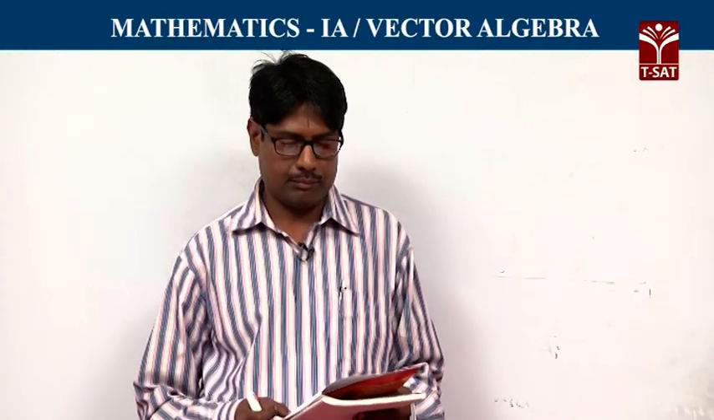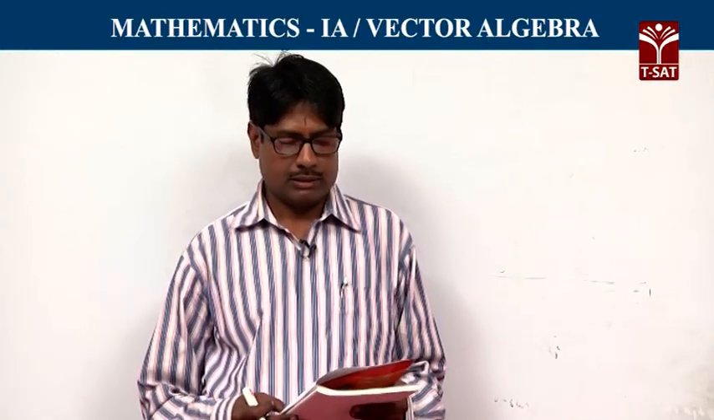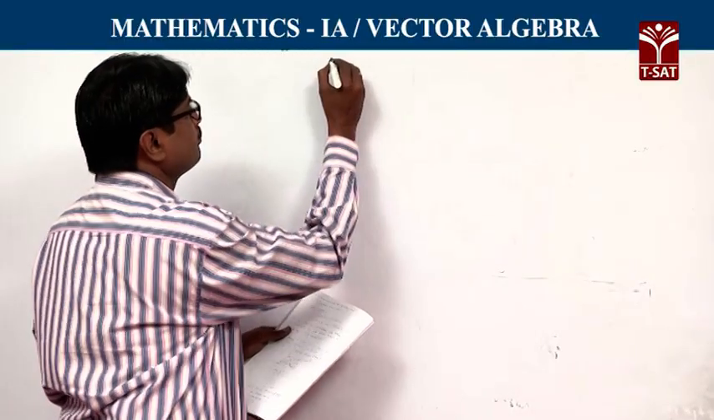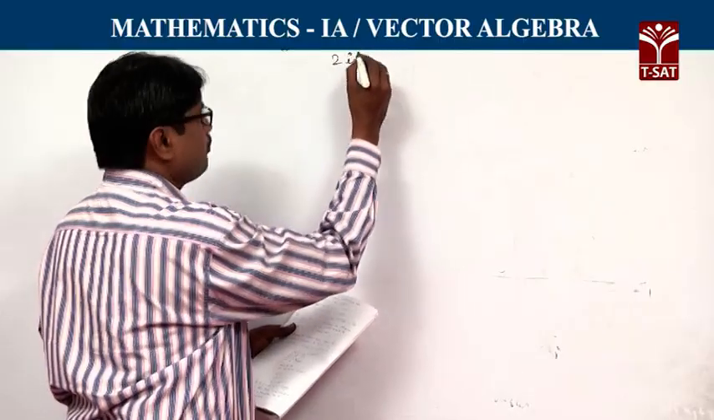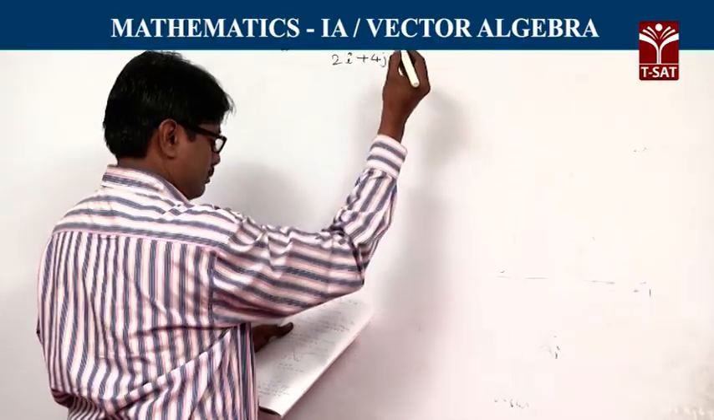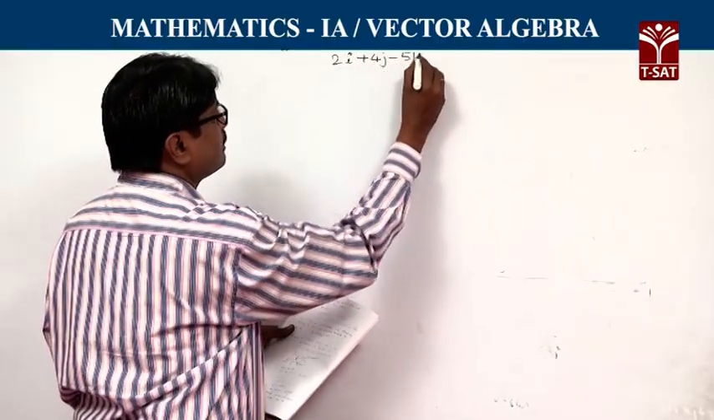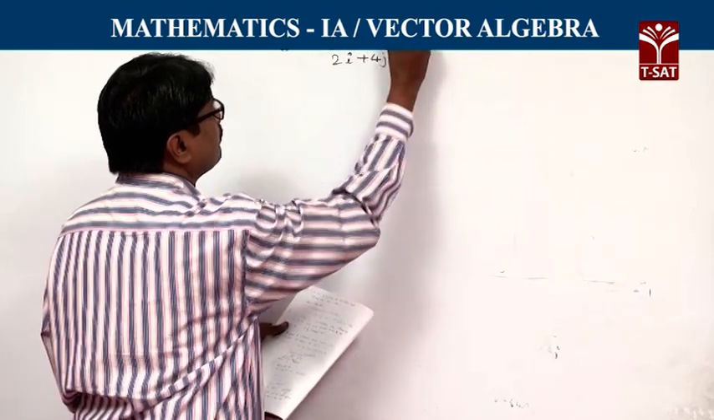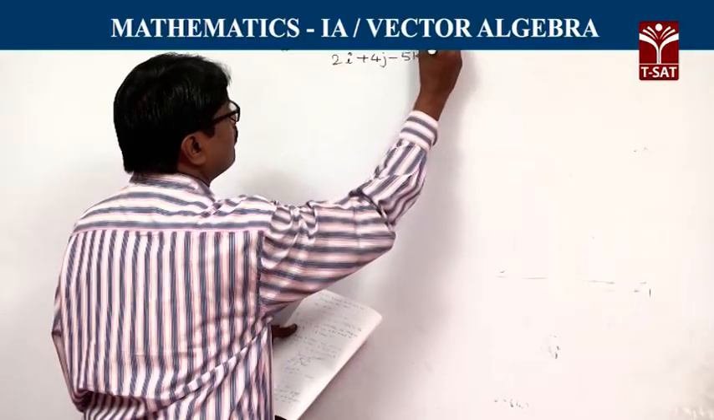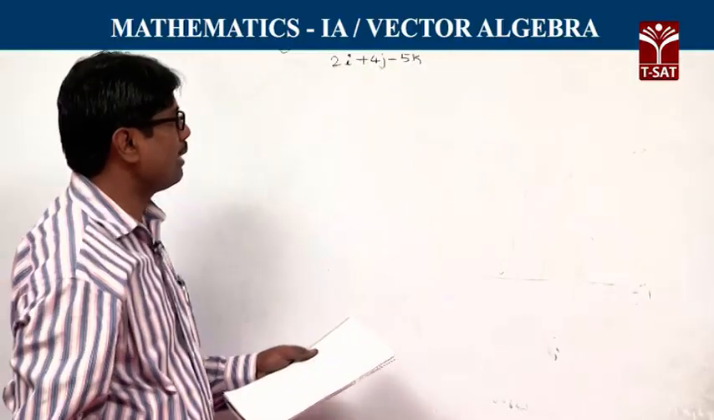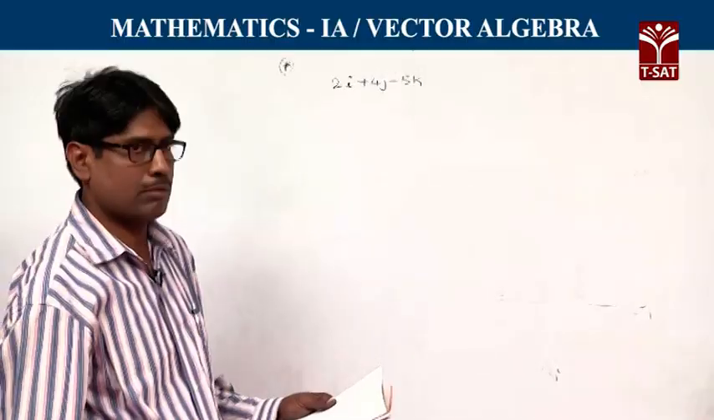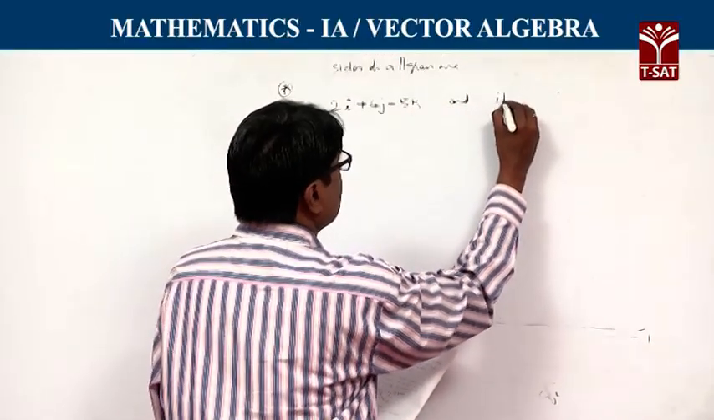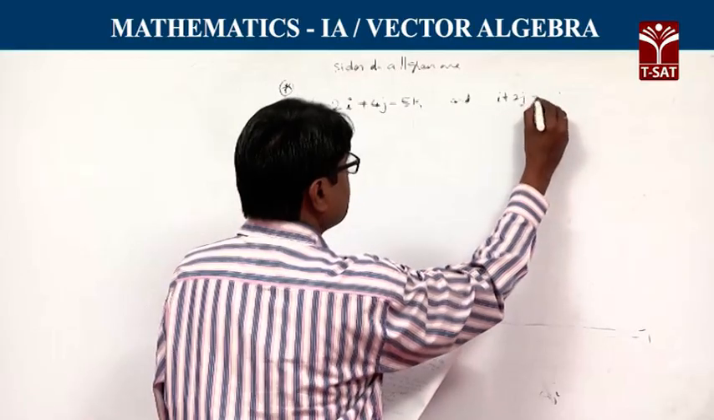Sides of a parallelogram are given by 2i bar plus 4j bar minus 5k bar. Sides of a parallelogram are 2i bar plus 4j bar minus 5k bar and i bar plus 2j bar plus 3k bar.